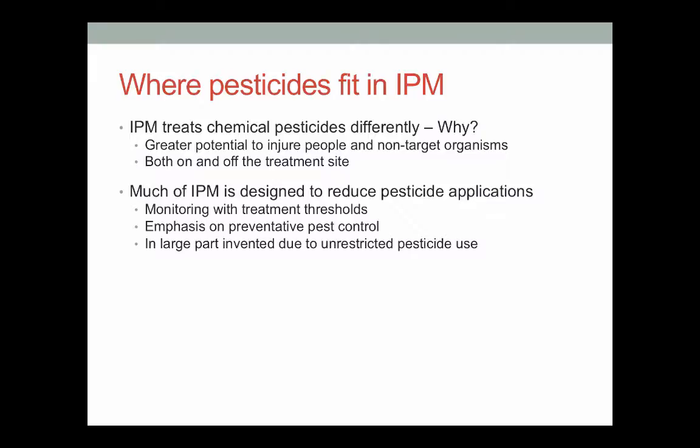So in IPM, where do these pesticides fall? Because we spend a lot of time in IPM talking about chemical pesticides in a different way than we talk about all the other forms of control. When we talk about cultural, mechanical, and biological control, we're oftentimes talking about what are the things we can do to encourage these aspects, to ramp up the amount of different types of control we use. Whereas with chemicals, we're always talking about things like treatment thresholds, the ways that we can reduce these pesticides as much as possible.